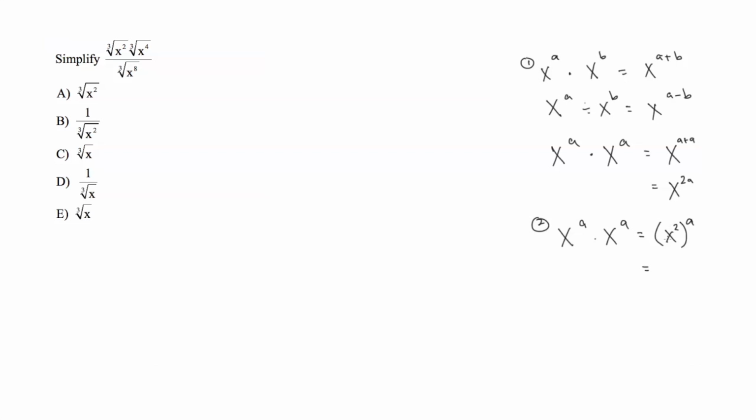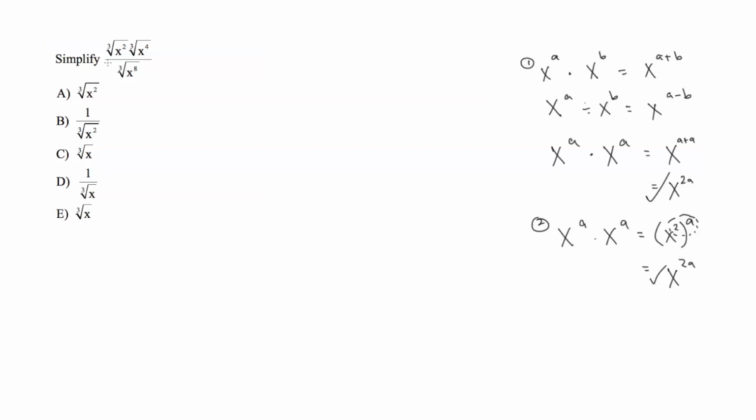Now the rule when we have a base raised to an exponent and that whole thing raised to another exponent, we multiply these two exponents together, so we get x to the 2a. As you can see, we have x to the 2a here, x to the 2a here. It's really the same thing, we just change the order in which we combine the exponents.